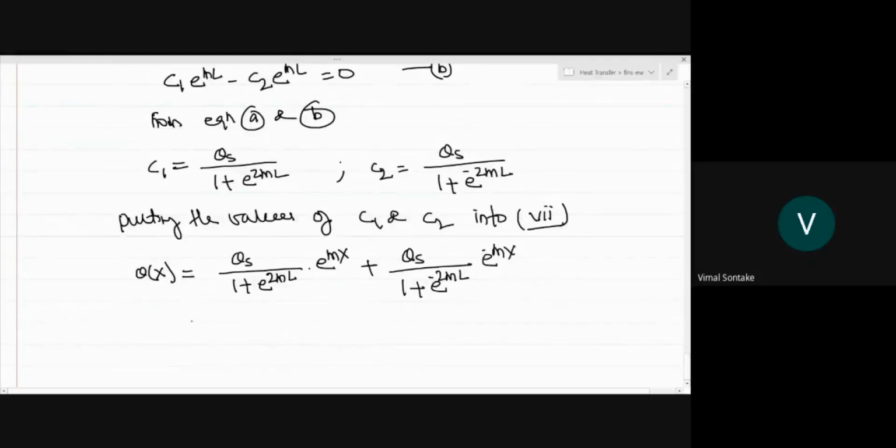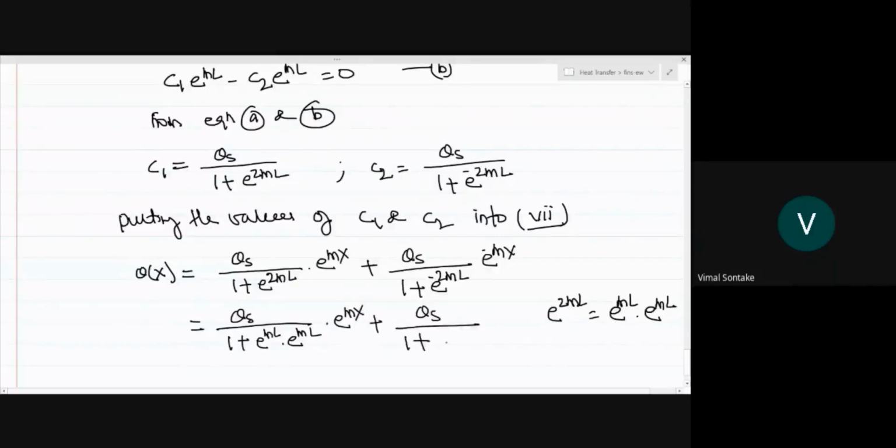Now I have to do some arrangement. So e to power twice ml, I can also write it as e to power ml into e to power ml, like this, from the law of exponents. Okay, let me do this. I will avoid writing the direct results. Otherwise, you will get confused. So this way I can express the denominator.